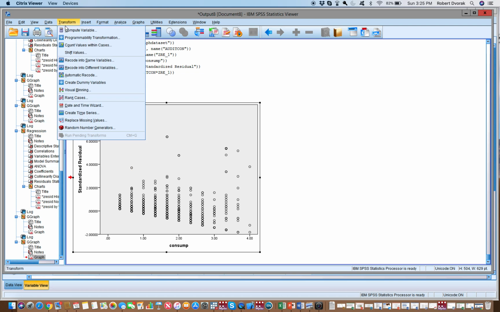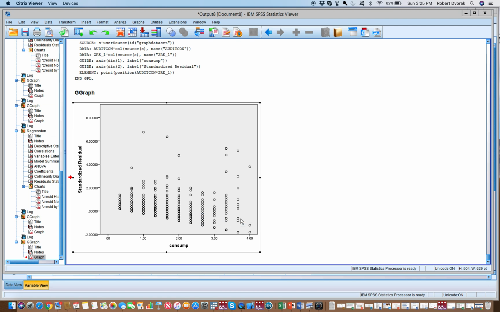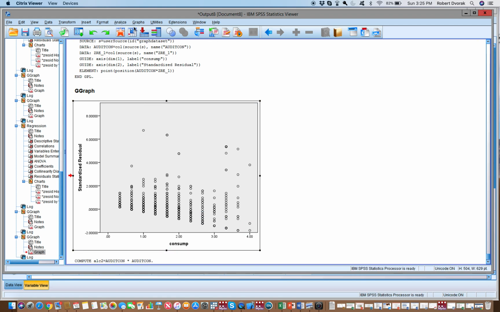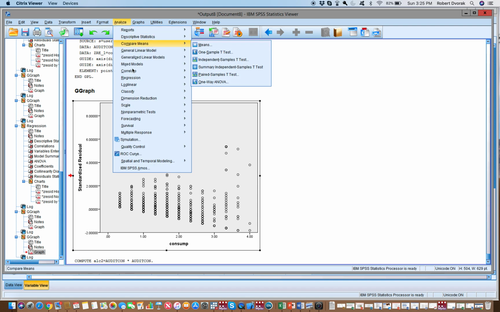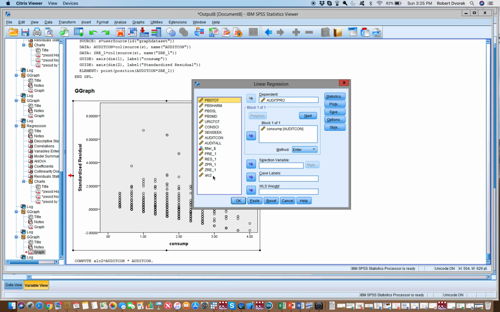Let's go transform, compute. Let's go alk2 equals consumption times consumption. And if we go analyze, I haven't run this, so I don't know if this is going to come out, but I think it will come out. Alk2.